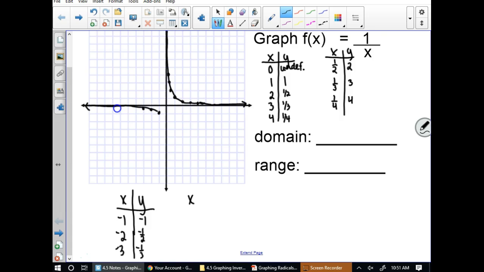And then if I were to plug in numbers like -1/2, 1 divided by -1/2, dividing fractions is easy as pie. Flip the second and multiply, I'll get -2. And then if I plugged in -1/3, I'd get -3. So we'll have points here and here. And that's just going to get closer and closer and closer there as well.